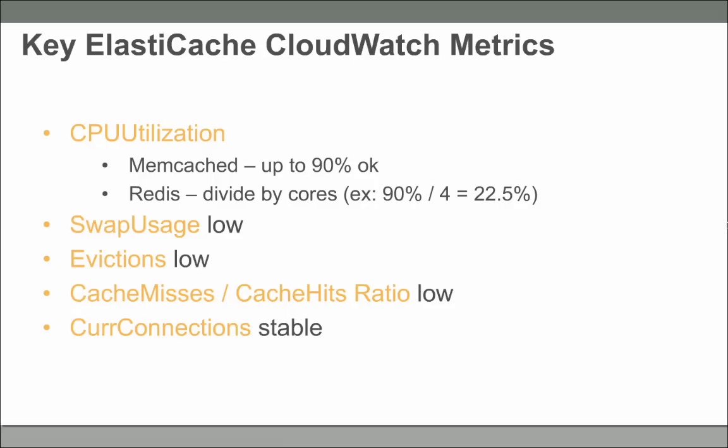Now, finally, your current connections number should be stable if you're using persistent connections, and that's what we recommend. If that number keeps fluctuating, or you see, we have another metric called new connections, if that one is consistently going up, that's a sign that something might be misconfigured on your application level, and to look at that.